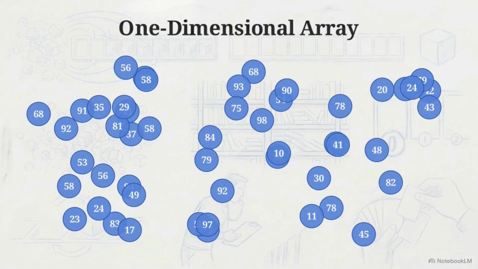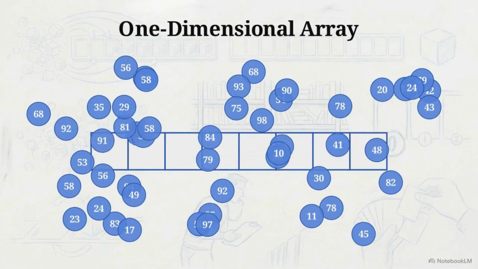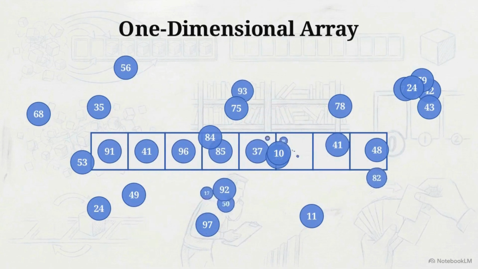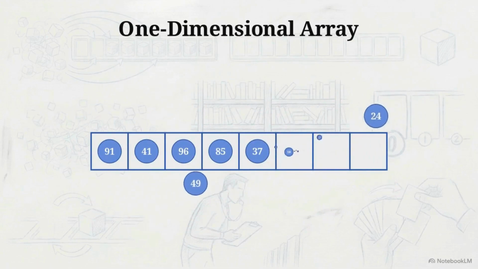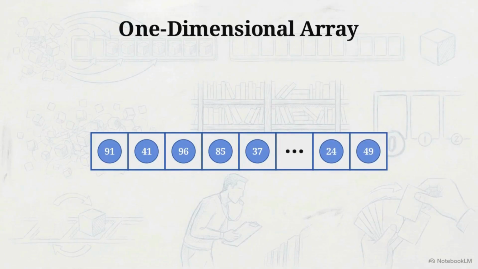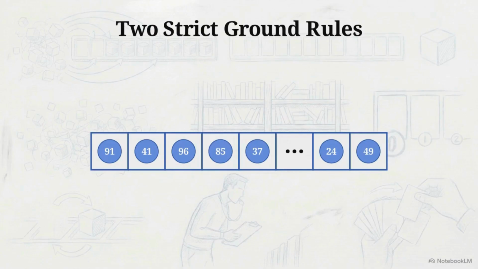To fix this, programmers use a structural tool called a one-dimensional array. You can think of an array as a long, organized digital locker. Instead of letting those 50 scores float freely, the array forces them into a single connected row of slots. This locker comes with two strict ground rules.